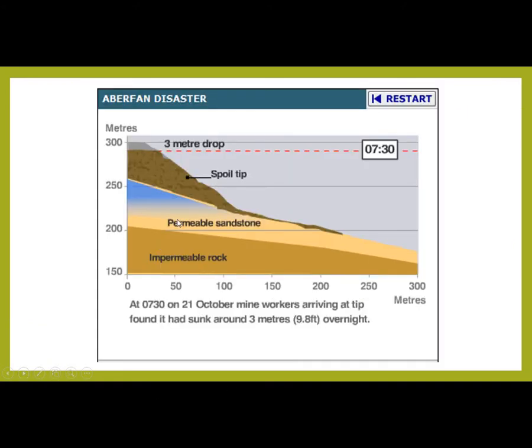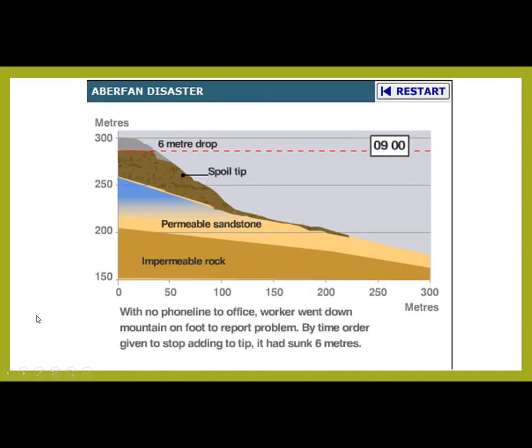Step 3, what then happened is there was a 3-meter slump. Okay, at about 7:30 on the 21st of October in the year that this happened, I forget when, I'd have to look it up actually, there was a bit of a slump. And the miners working at the tip at the time noticed this. There'd been an almost 10-foot drop, 3-meter drop in spoil tip 7 overnight. And they were a bit concerned about that.